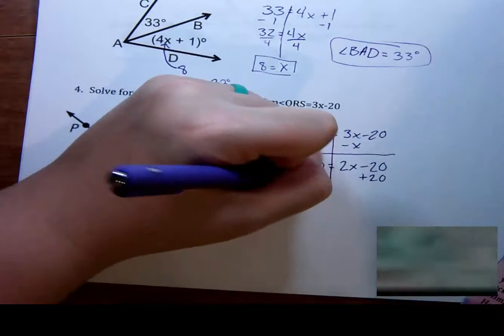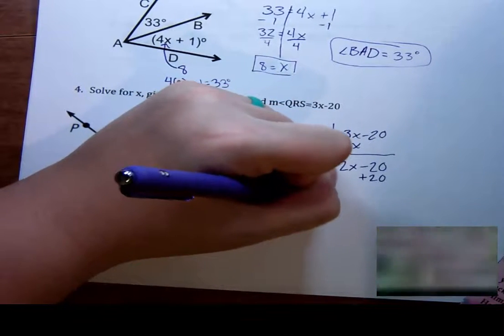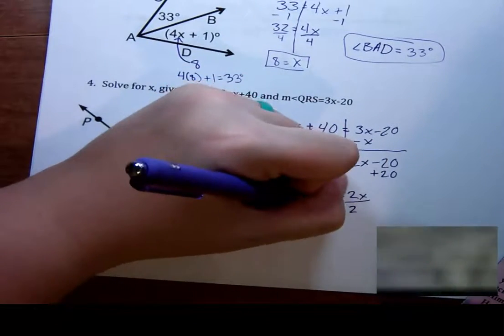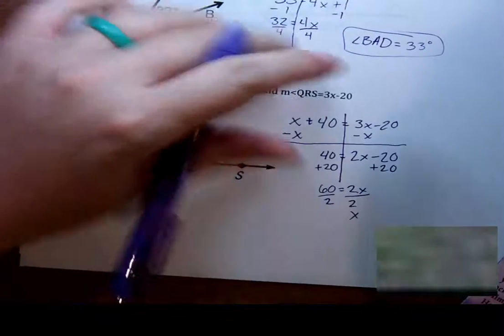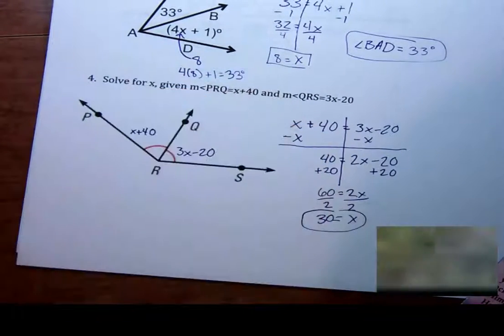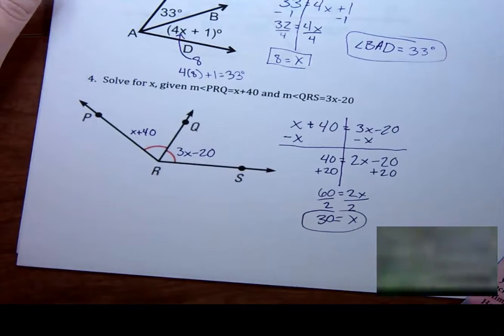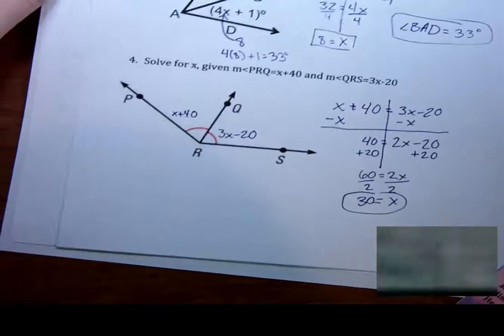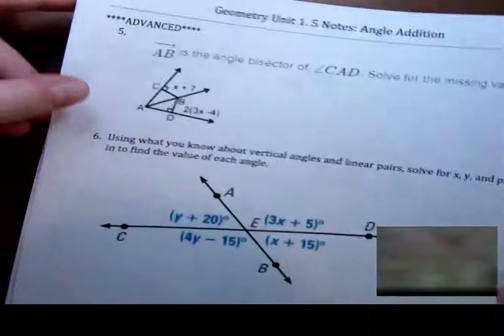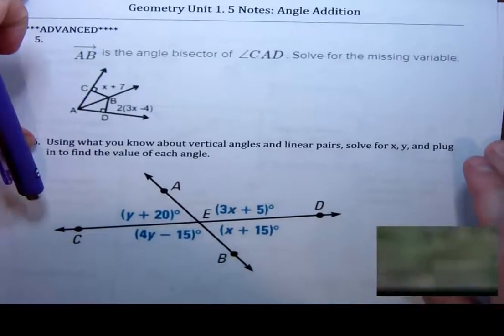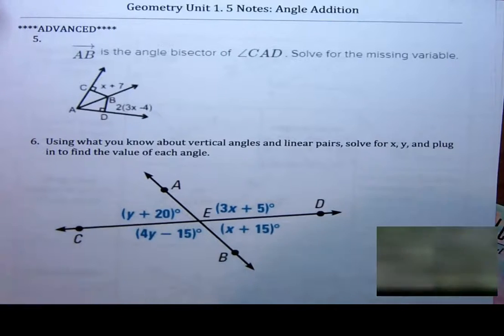So I'm going to add 20. Add 20. 60 equals 2x. Divide by 2. And x equals 30. And that is it for the regular examples. If you want a challenge or are in advanced geometry, then stick around.